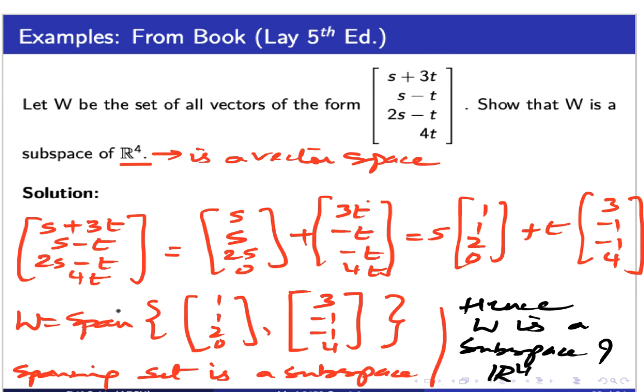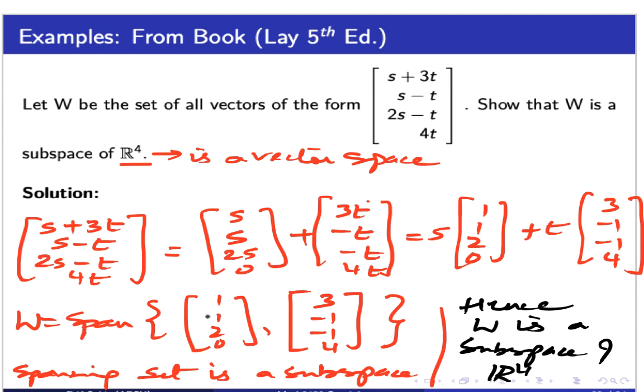Very important, guys, because the elements of W are elements of R4. That's very, very important. Keep that in mind. These are elements which have 4 rows, you know, (1, 1, 2, 0). So it's an element of R4. Whenever you're looking at a spanning set and you're proving it is a subspace of another vector space, you have to make sure the elements are matching, because R4 will have the elements or vectors which have 4 rows in them.